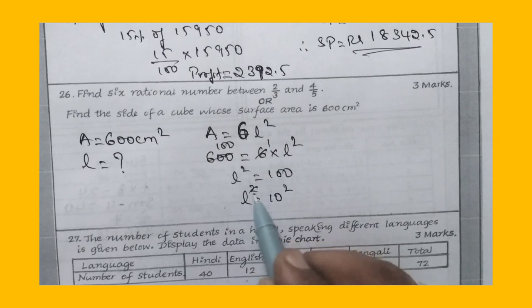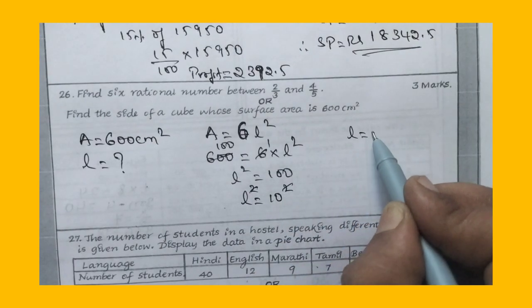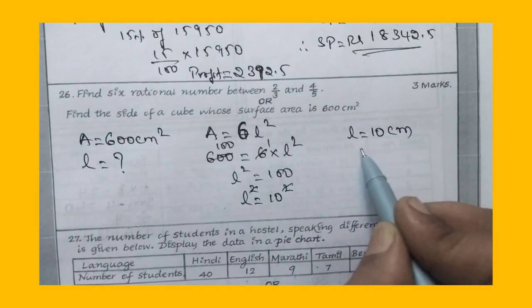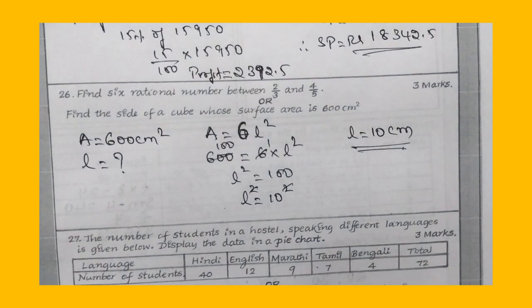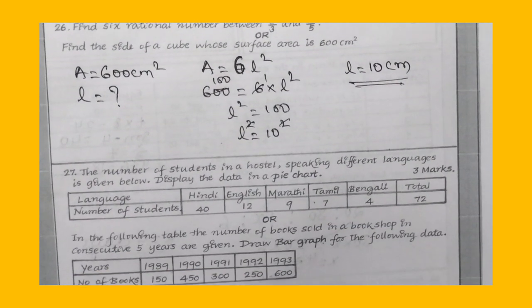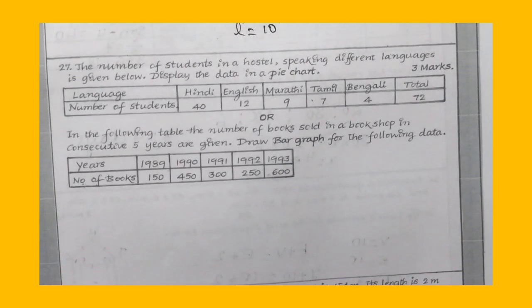L square is equal to 10 square. Therefore L is equal to 10 centimeter. Therefore each side will measure 10 centimeter. So like this we have to find out the length of each side of a cube.